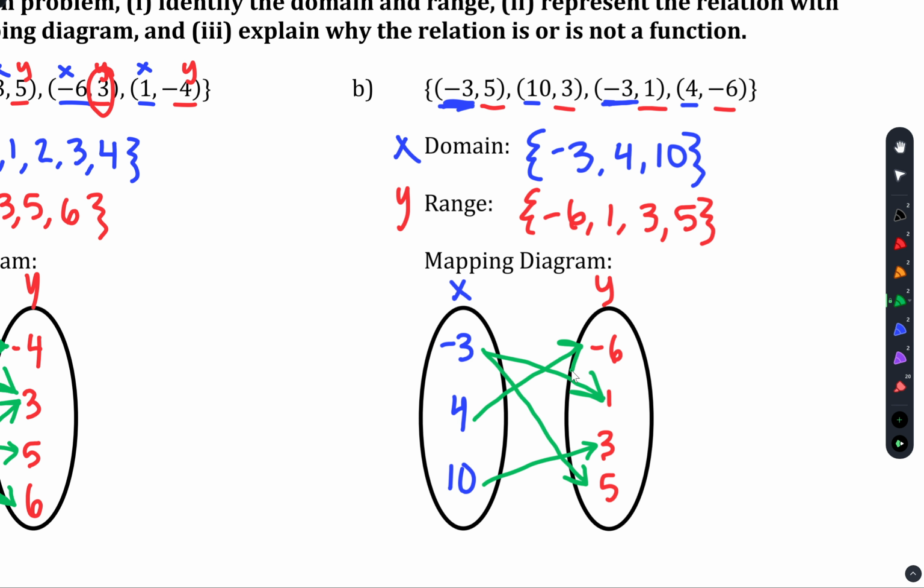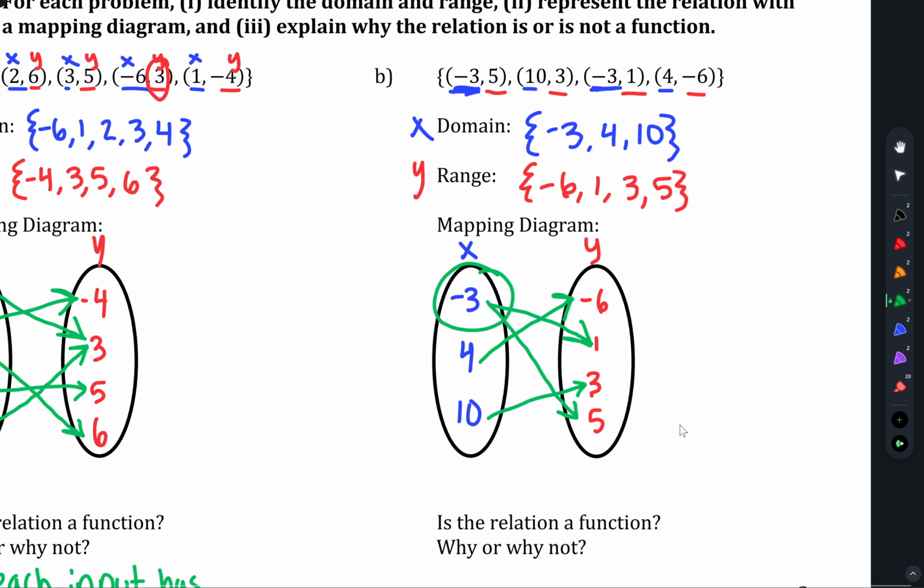Everybody got that? Is this a function, yes or no? Why not? It's not necessarily that there's a missing input, but do you have a better explanation? Yeah, -3 has 2 outputs. Do we see how there's 2 arrows starting from that same number?